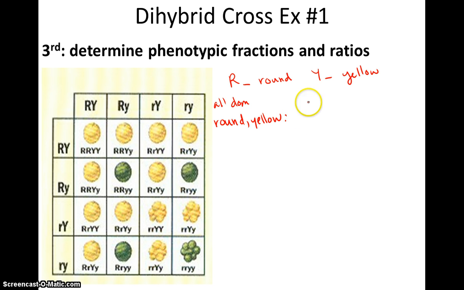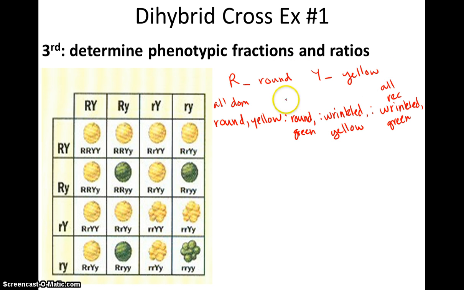And then you go with the first dominant, so then round and green. And then you move to the yellow again. So then we're going to have wrinkled and yellow. And then wrinkled and green. So what I'm doing here is I'm going from all dominant to all recessive again. And so these are all recessive.